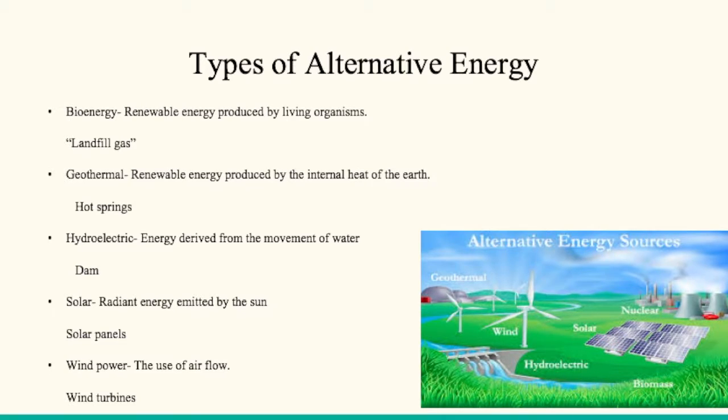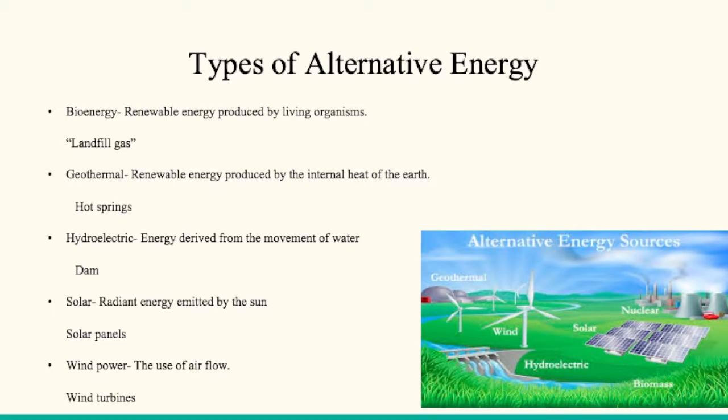One consists of bioenergy, which is renewable energy produced by living organisms, such as landfill gas. We have found a way to take the gases that are produced from landfills and turn that into energy. Geothermal is renewable energy produced by the internal heat of the earth, such as hot springs. We found a way to use the heat from the hot springs and turn that into energy also.